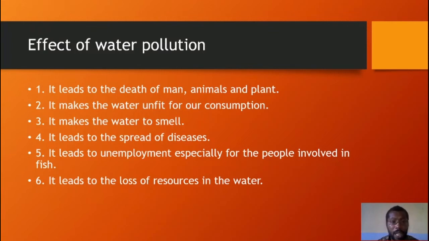Now, number two, it makes the water unfit for our consumption. If I give you water contaminated with waste, you can't consume it. It's not fit for your consumption.